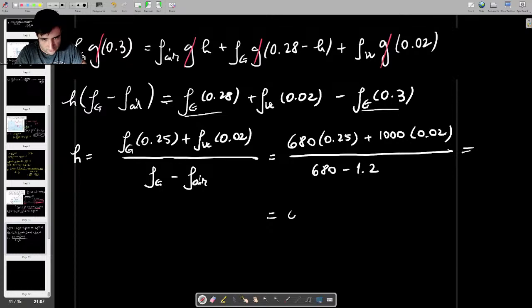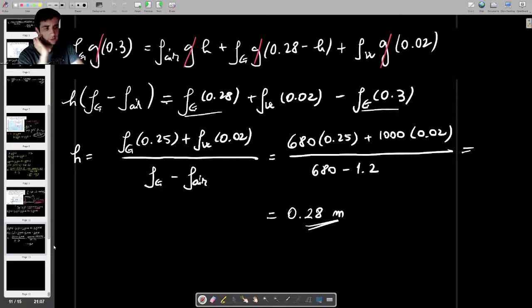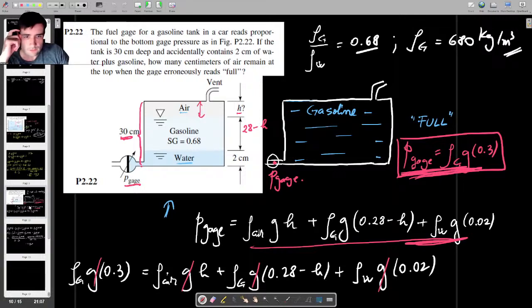So I'm getting something quite different. I'm getting roughly 28 meters, which is strange. 0.28 for the air. So what's happening here? So let's double check the expression for the gauge pressure. So I have density of air times g times h, so that's fine, plus density of the gasoline times, well, I'm checking my work again as well, because that h doesn't really seem right.